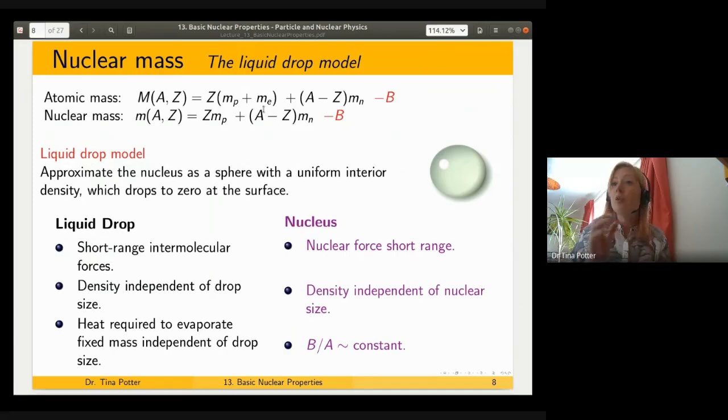The density is uniform throughout the drop, and it doesn't depend on the drop size. That will be uniform. And this is going to be very good for our nuclei as well, because then our density is independent of the nuclear size. And then finally, if you consider a drop of liquid, if you want to evaporate a small mass from that, it will require a fixed amount of heat to do that. And this is equivalent to our binding energy per nucleon being roughly constant as well.